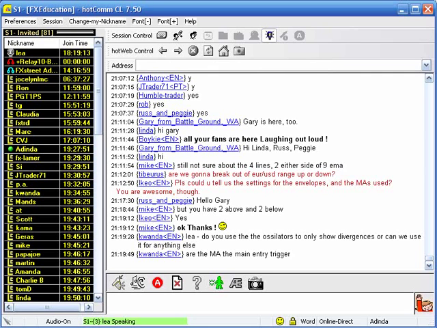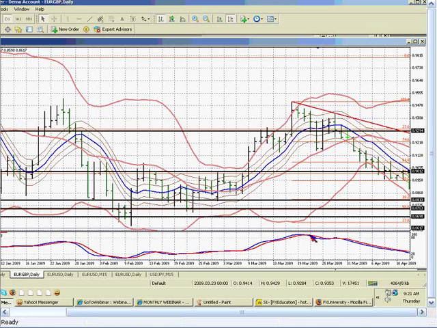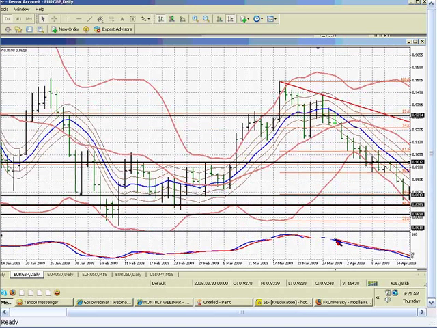Lee, do you use the oscillators to only show divergence, or can we use it for anything else? Yes, you can use it for anything else. Some traders swear that once the oscillator comes out from above 80, crosses back down below 80... In fact, I'm not so big on the oscillators. I use them for guidance and divergences.